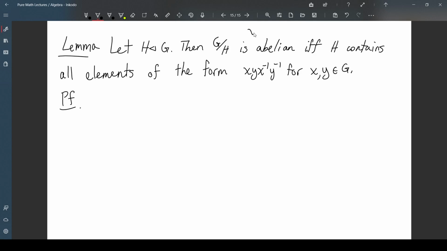The reason they're called commutator elements is that this is the commutator of x and y. So this is equal to the identity if and only if x and y commute. In other words, xy equals yx, right? Because x inverse y inverse is (yx) inverse. So we see that this is xy times the inverse of yx. And this is only going to be equal to the identity if xy equals yx. Okay.